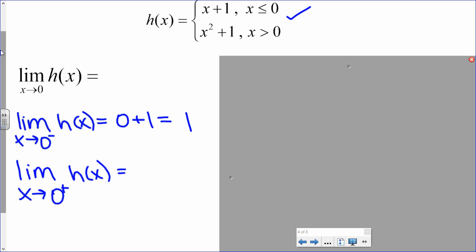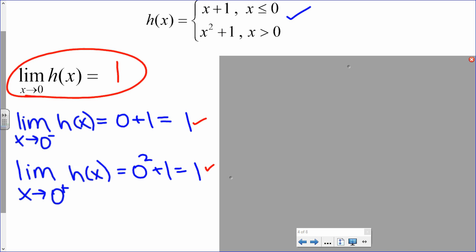Okay. What function is to the right of 0? X squared plus 1. So we're going to use direct substitution with x squared plus 1. We get? Now, do our right and left hand limits match? They do. Since they both are 1, then the limit as x approaches 0 is 1.